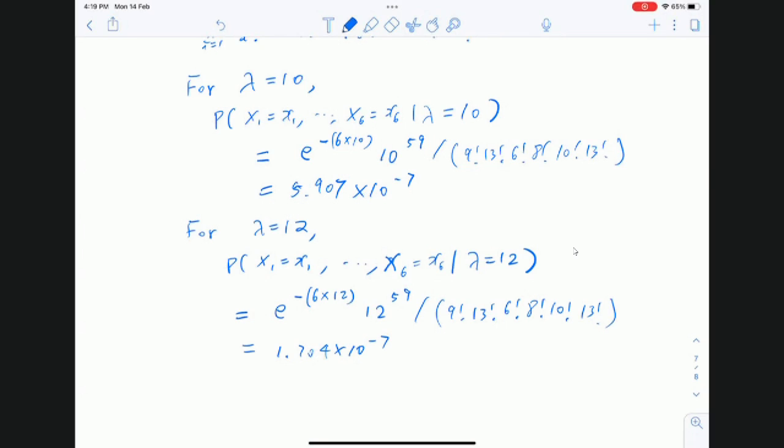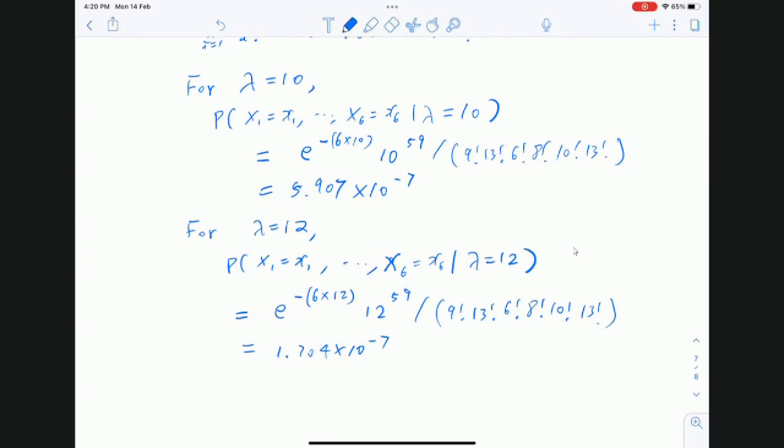So comparing these two probabilities provides some measure. We call it the likelihood. Later you'll learn it. It tells us that if we are asked to compare these two possible values, 10 and 12, as the guess on the value of lambda, we will rather choose 10. The reason is that this probability is larger. This probability tells us which one will be a more reasonable guess on the value of the unknown parameter.